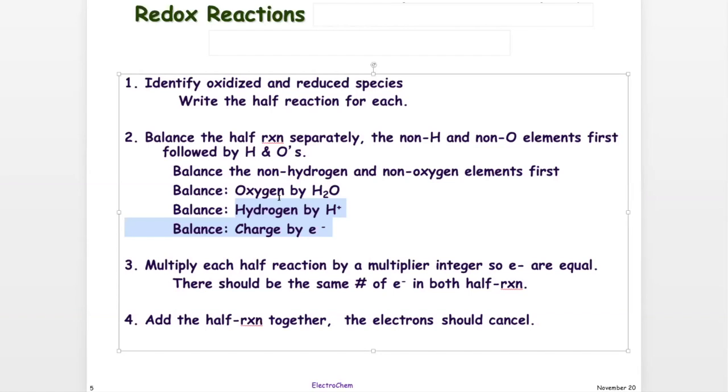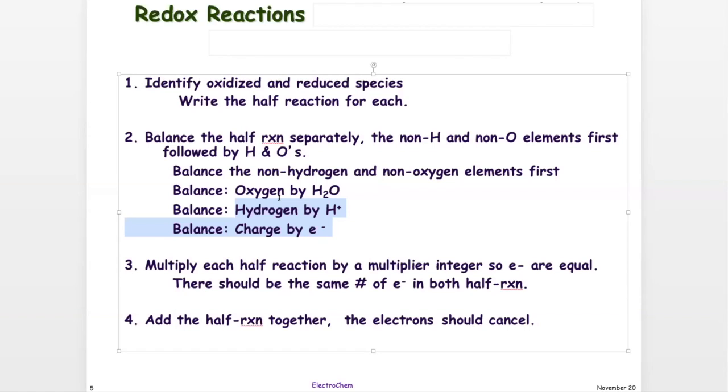Let's say you have 3 electrons in one reaction and 5 electrons in the other. Well, the common number is 15. You need to multiply the half reaction with 3 electrons by 5, which will give you 15 electrons. You need to multiply the half reaction with 5 electrons by 3 to give you 15. That way the electrons cancel. The electrons always have to cancel when you add the two half reactions. Otherwise, it's a no-go. The reaction won't work.